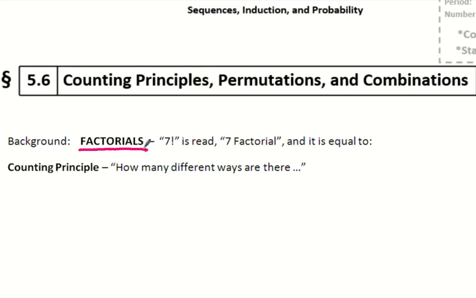If you recall, 7 exclamation point is read as 7 factorial, and it's equal to 7 times 6 times 5 times 4 times 3 times 2 times 1, which is equal to 5040, I believe.